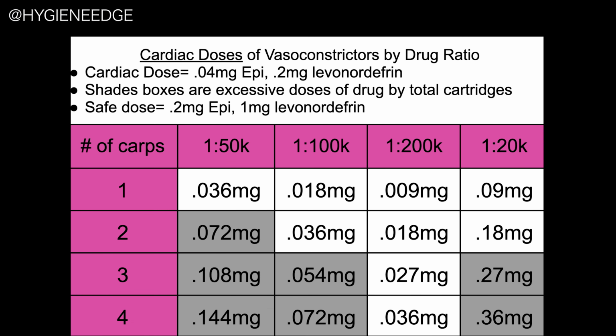Now, if you don't like math, use a quick reference guide. In this example, cardiac overdoses are in the gray boxes, and appropriate cardiac doses are in the white boxes. For example, if I wanted to use 4 carpules of a solution with 1 to 200,000, which is half as much epi as that 1 to 100,000 solution, I will be under the 0.04 milligrams dose. But if I wanted to use 3 carpules of levonordefrin solution, I'd be over the 0.2 milligrams restricted cardiac dose.